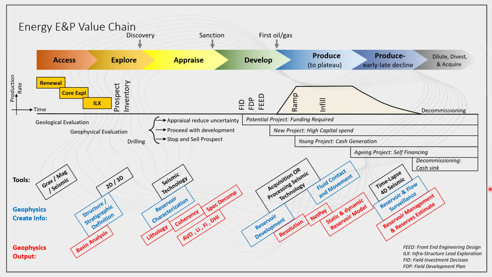Moving to the development and production. In this process, during the development, we have three decisions that have to be in place. First one is the field investment decision. Second one is the field development plan. And the last one is the front-end engineering design. Those three decisions have to be in place during the development phase.